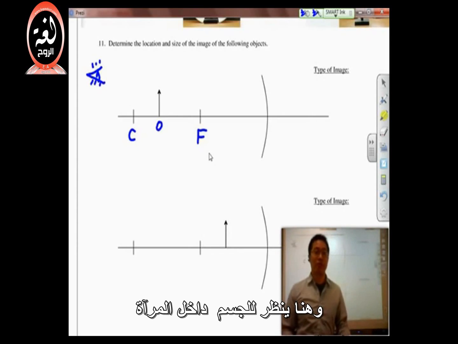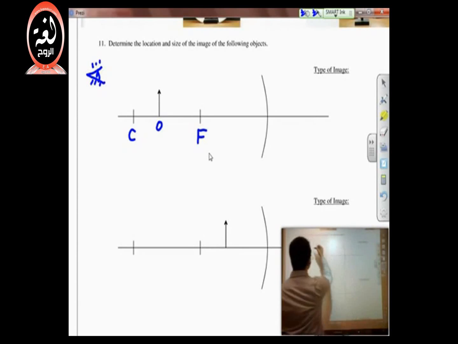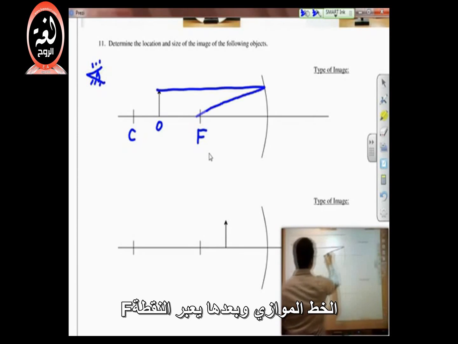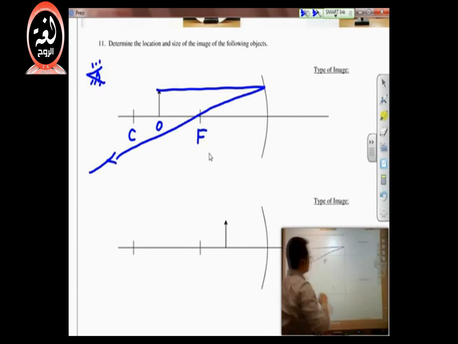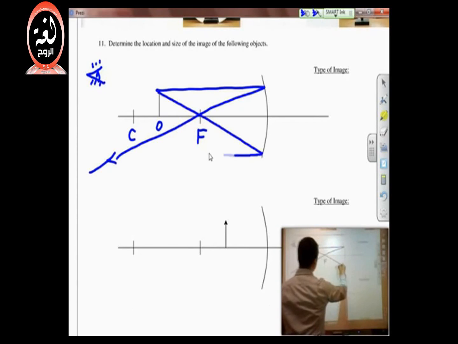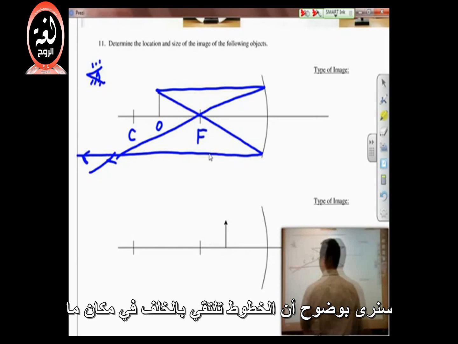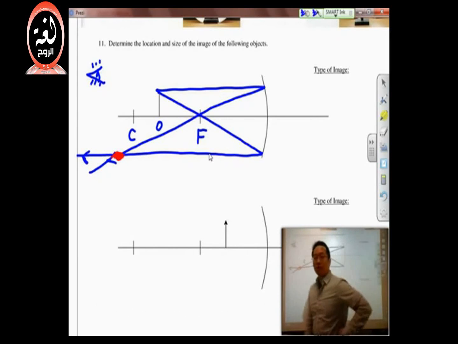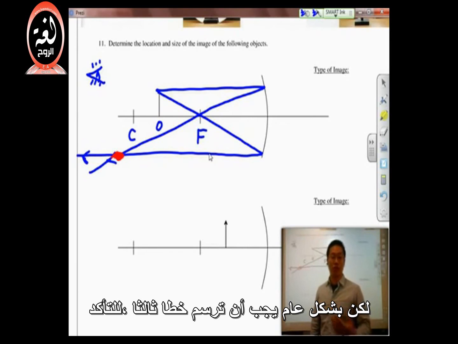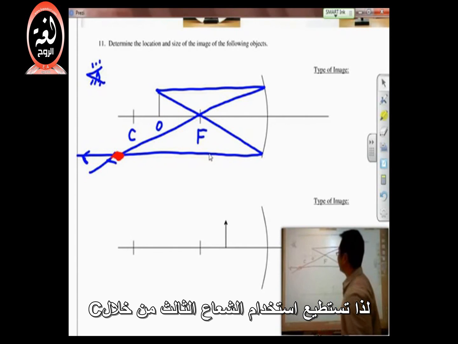So what does the person see? Well, if we follow our lines, parallel and then through F, and then through F, then parallel, we can see that the lines actually are going to converge back here somewhere. Now, 2 lines is the minimum they should do, but generally you should try to do a third line as well, using a ruler, of course, as a check. So you can use your third line as through C as your check.